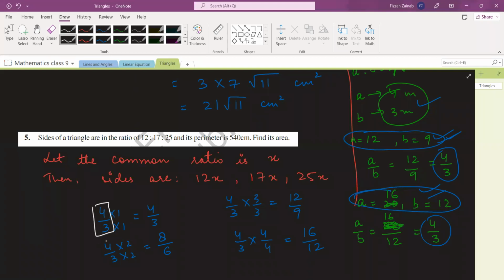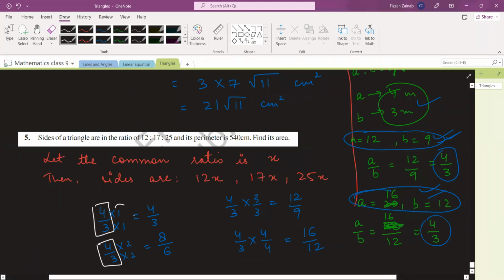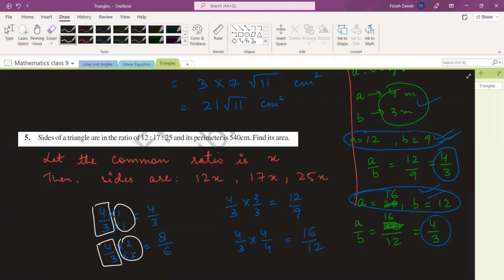4/3 is always there, okay? And then some number is multiplied, either it's 1/1, or it's 2/2. So the same number is multiplied in the numerator and in the denominator. The sides can be 4 and 3, the sides can be 8 and 6, the sides can be 12 and 9, the sides can be 16 and 12 also. An infinite number of sides you can take, and all these sides will give you the ratio 4:3. Is that understood?